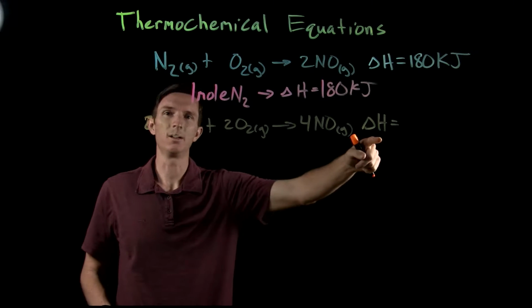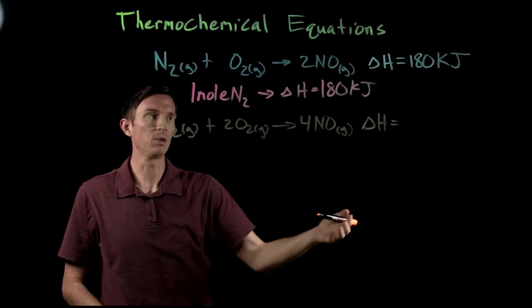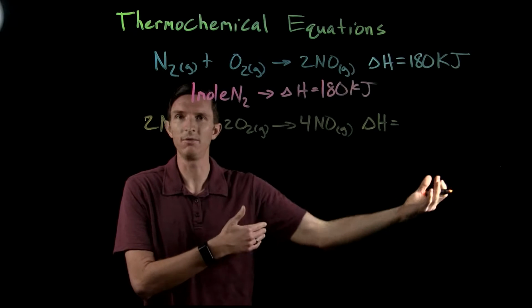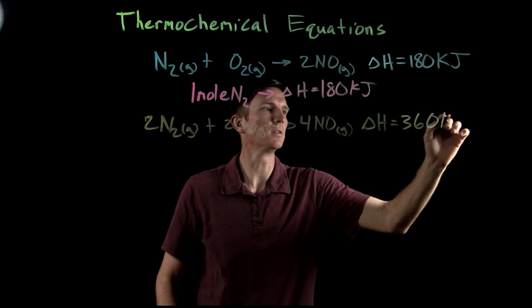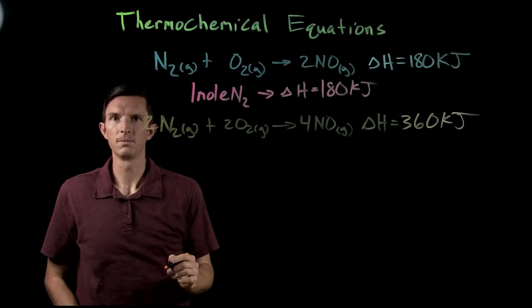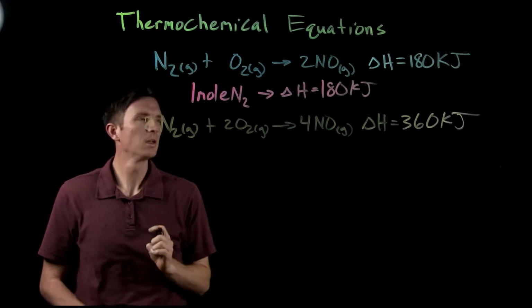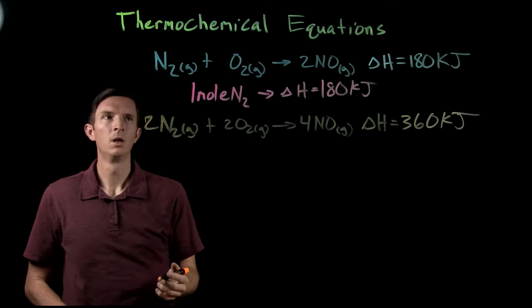Well, enthalpy would tell us that we should get double the amount of our change in enthalpy. Remember, it's heat. If we double the amount of something, we should get double the amount of heat exchange. And so we'd see this would end up being 360 kilojoules. So we've taken an amount of our reaction and we've doubled it, and we said we should get double the enthalpy.